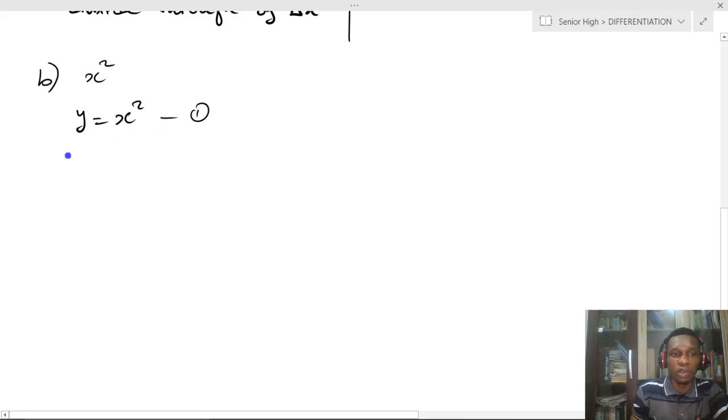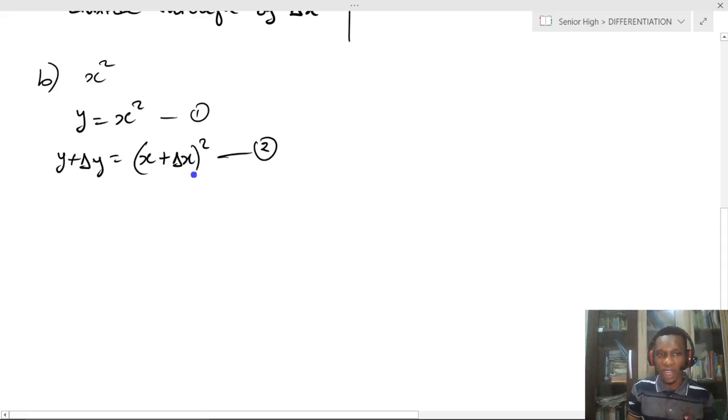Equation 2 will be y plus change in y is equal to x. Now this particular x, remember this is what you are changing, not the x squared, so it will become x plus change in x, squared. Look at what I did here. Some people might just write x squared plus change in x. No, this is wrong. You are changing the input, so it's not just affecting the x, it's affecting everything inside. So this x plus change in x will now become the new input, raised to the power 2.